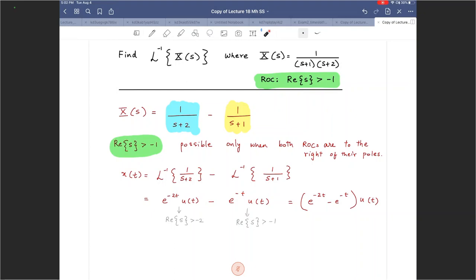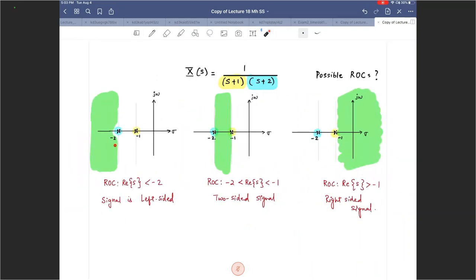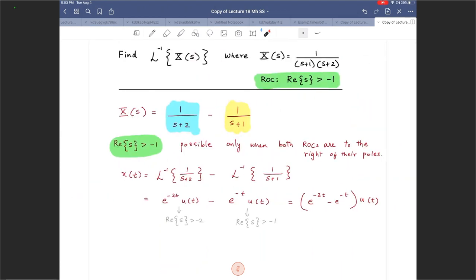Now clearly, if it was a vertical strip, then one signal would be right-sided and one signal would be left-sided. If the region of convergence over here was left-sided, the first case here, then both of these would have to be left-sided.